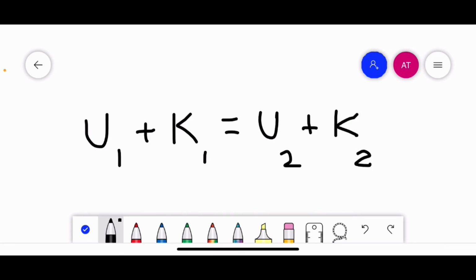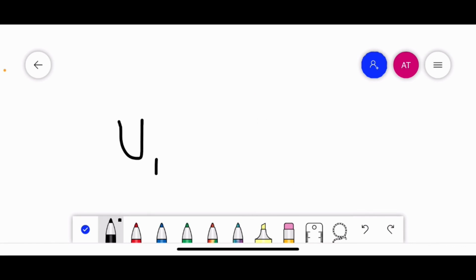So again, we use the formula U1 plus K1 is equal to U2 plus K2. Now the spring returns to its natural length, so x squared in U2 would be 0, so we can just cancel this one out. And the particle is released from rest, so we can cancel K1 out. We get U1 is equal to K2.